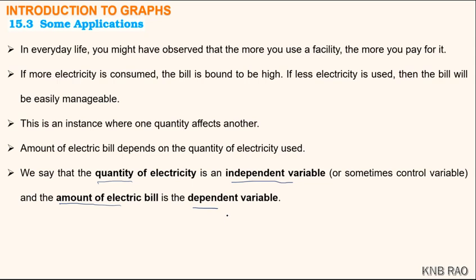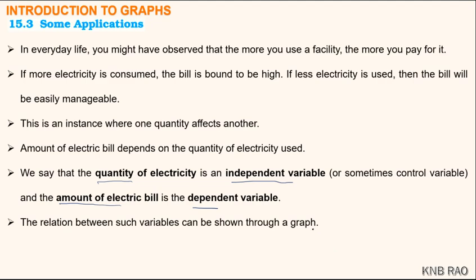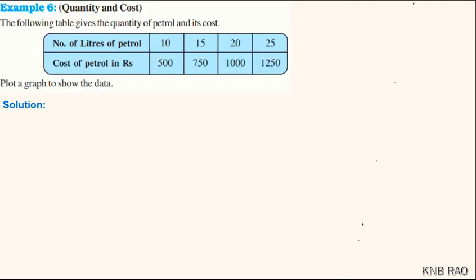For example, if you go to a shop to buy notebooks, the number of notebooks that you purchase is the independent variable, but the amount that we need to pay after purchasing the books will be the dependent variable. So, the relation between such variables can be shown through graphs. Here I am going to take examples. For example, a quantity and cost graph.